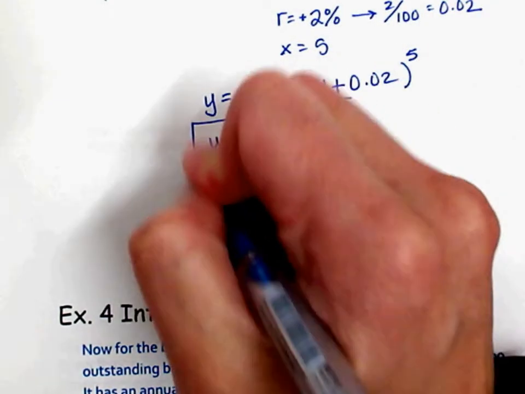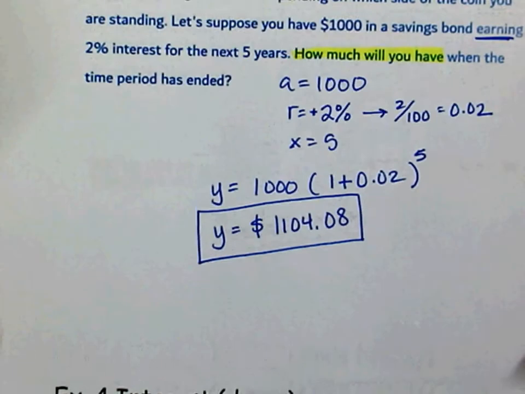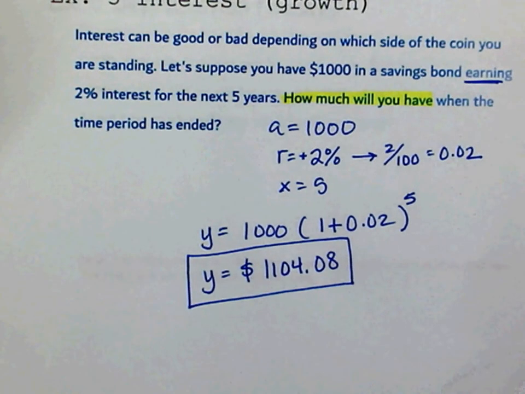Okay, labeling is very important. I will continue to say so. If you just write it without labeling, telling me what it is, I'm going to take points away, because this is an application problem. Okay, let's look at decay, interest decay.